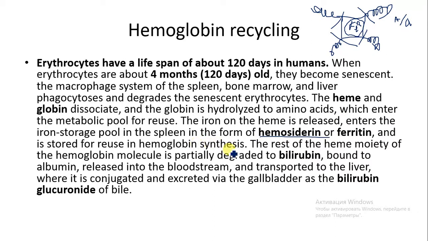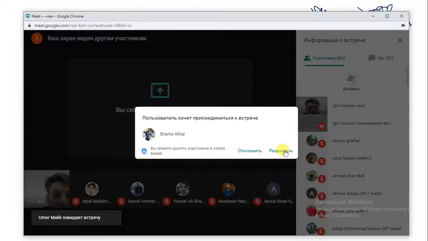Okay, but what happens to this frame of the iron? This frame of the iron is known as porphyrin ring.